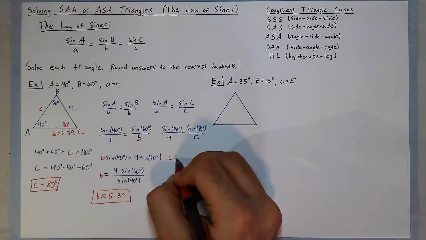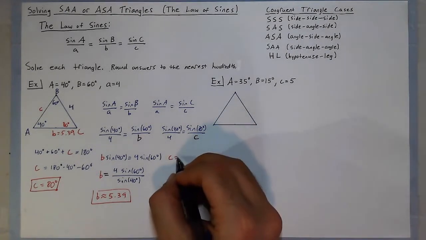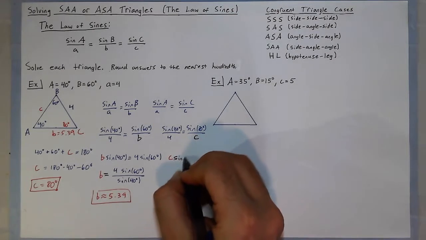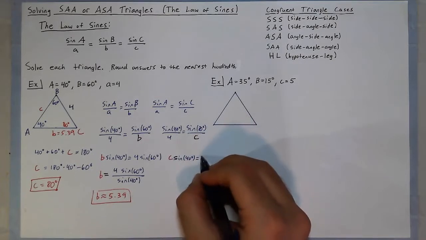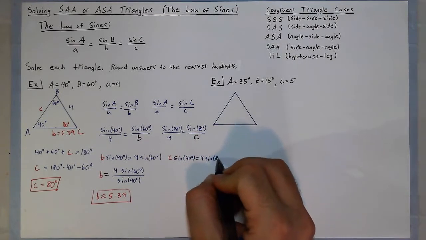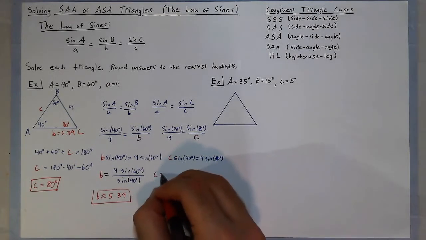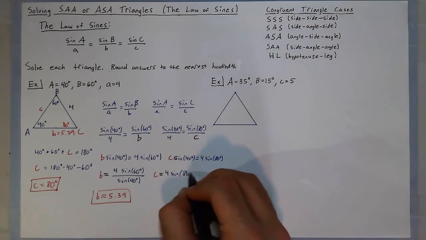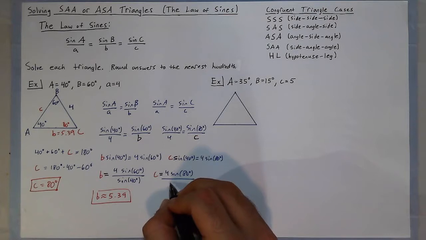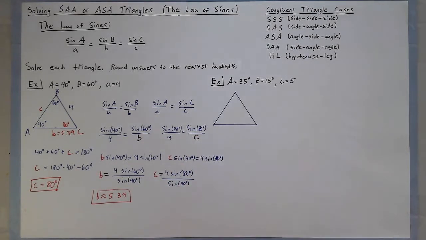So c times sine of 40 degrees when I cross multiply is equal to 4 sine of 80 degrees. Divide by sine of 40, and I'll get that c is equal to 4 sine of 80 degrees over sine of 40 degrees. So slightly different, but it's going to give me a different size for c.